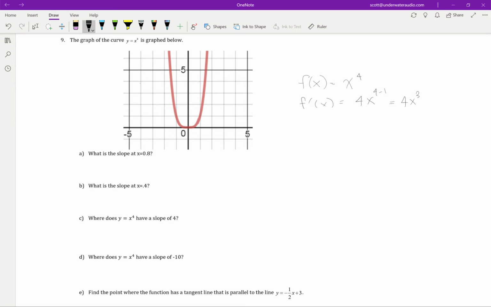So then let's read the problem. What is the slope at x equals 0.8? Well, luckily, we took a derivative because the derivative tells us all about the slope of the original equation. So the slope is going to be f prime of 0.8. So f prime of 0.8 is going to be 4 times 0.8 to the third power. That is something I will need a calculator for.